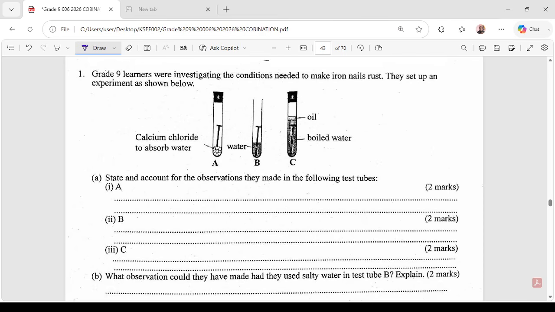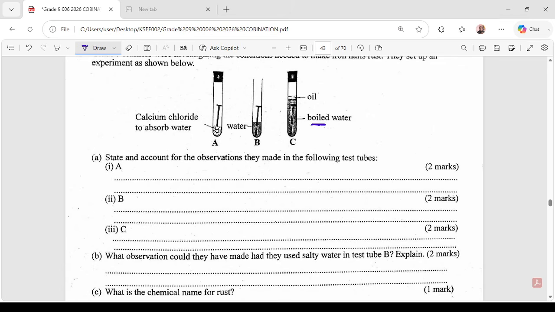A, we have calcium chloride to absorb water. Then we have water at the nail. Then C, we have oil and boiled water. State and account for the observation made in the following test tubes. We start with A, no rusting. Why no rusting?